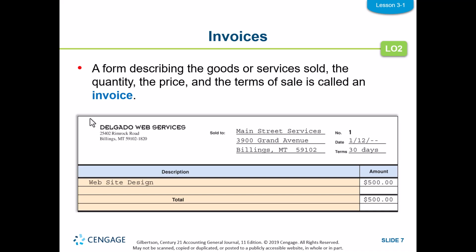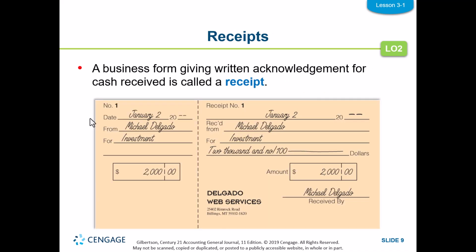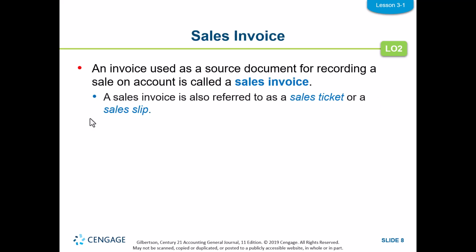Another source document would be an invoice, which is a form describing the goods or services sold, the quantity, the price, and the terms of sale. So here's an invoice for Delgado Web Service. They sold website design for $500 to Main Street Services. They did that on the 12th, and they're telling them they have 30 days to pay it. Another one would be a sales invoice, an invoice used as a source document for recording a sale on account. So if we're selling something and we're extending credit, this is what we'd be able to extend, a sales invoice, to people. It's also known as a sales ticket or a sales slip.